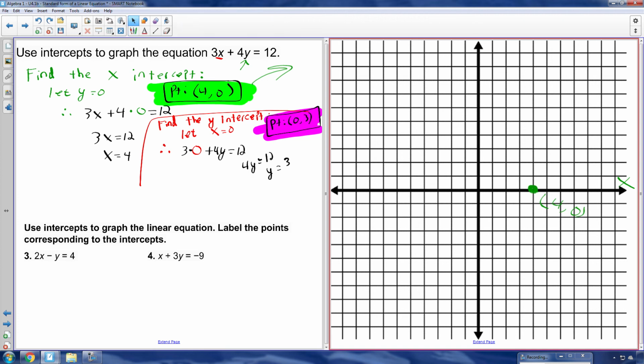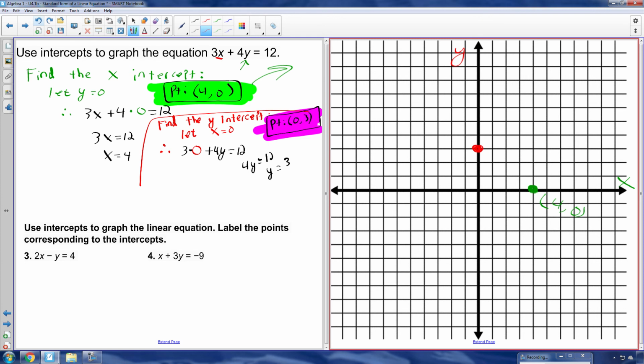Now we need to plot on the y-axis, right? The y-intercept, which is at (0, 3). Don't go left or right. Just stay right where you are and then go up 3 right here.